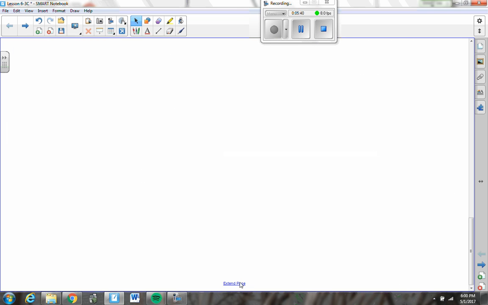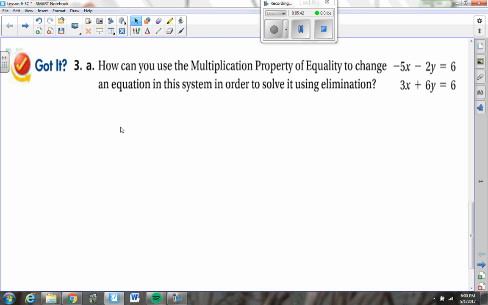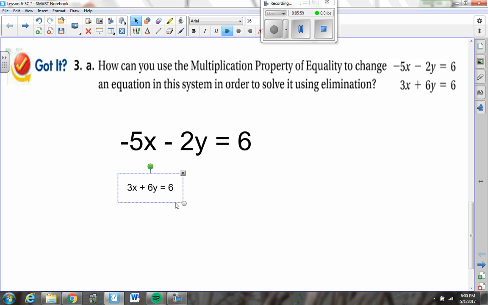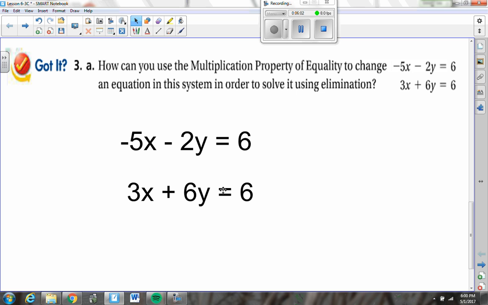I would like you to try that with this system of equations. -5x minus 2y equals 6, and 3x plus 6y equals 6. And I will say you should be multiplying one of your equations by 3 to make the numbers be the same. I would make the y's the same and then eliminate. So try that. Multiply your equations by something, eliminate a variable, solve, and then come on back and I'll show you what we should get.